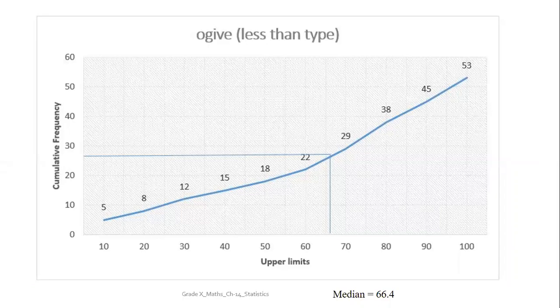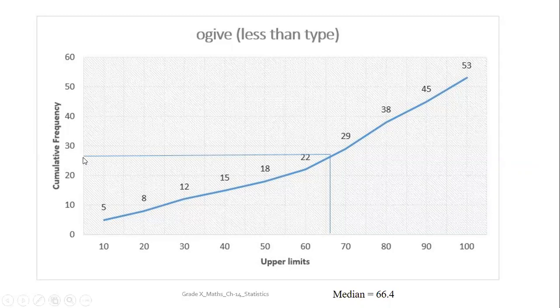So we already have the ogive of less than type. Here, we have to locate 26.5. That point is over here. In your graph paper, it will be still more clear, but in here, I'm just showing you 26.5.